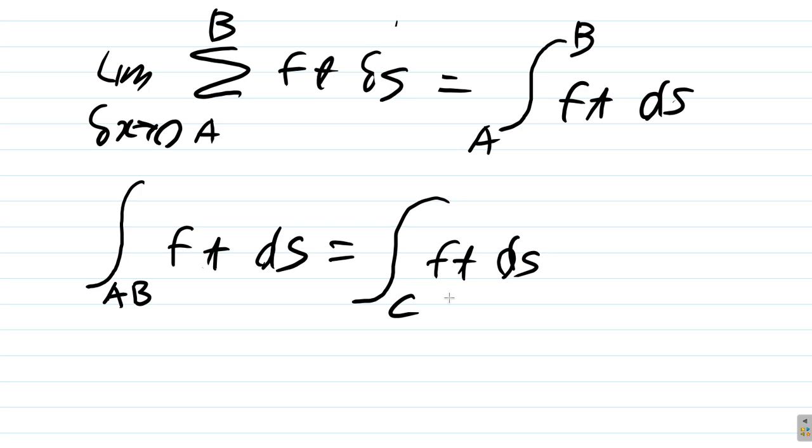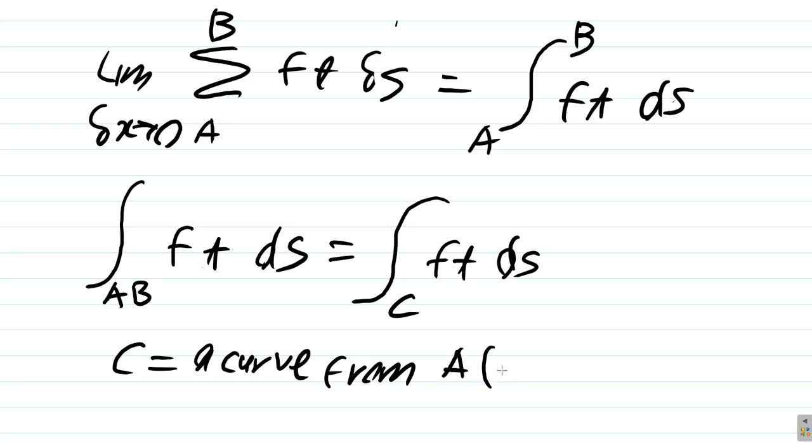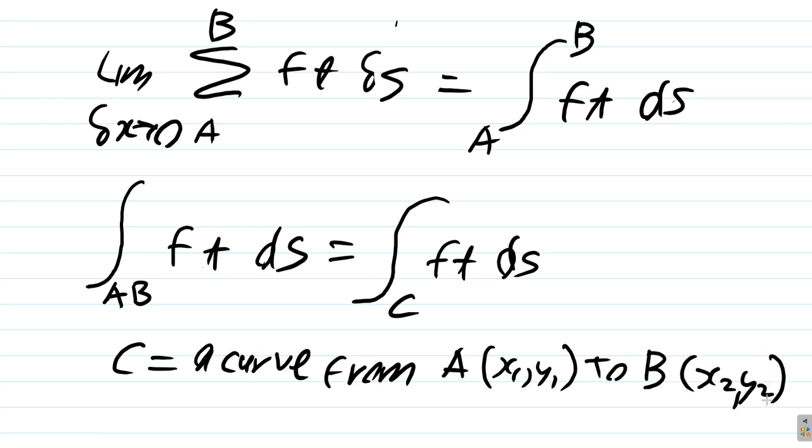So here, you know that C is equal to a curve from A, which has coordinates x1, y1, to B, which has coordinates x2, y2. Alright?